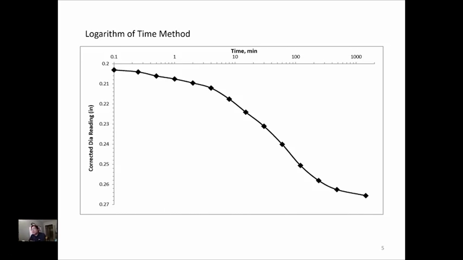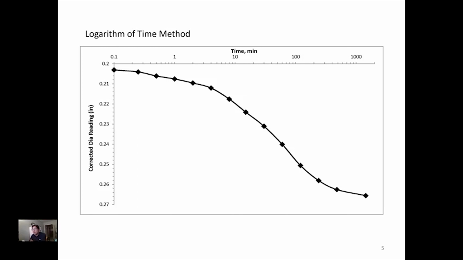This part is for finding the parameter C sub V, the coefficient of consolidation. Per the ASTM method, there are two approaches. First is the log time method. The other one is the square root time method. I will talk about each of them.